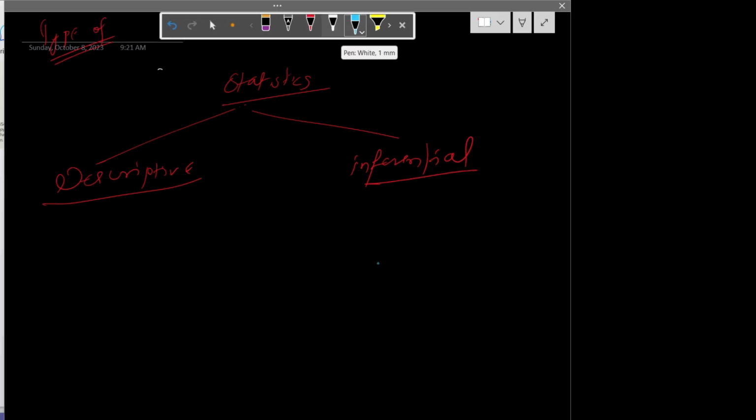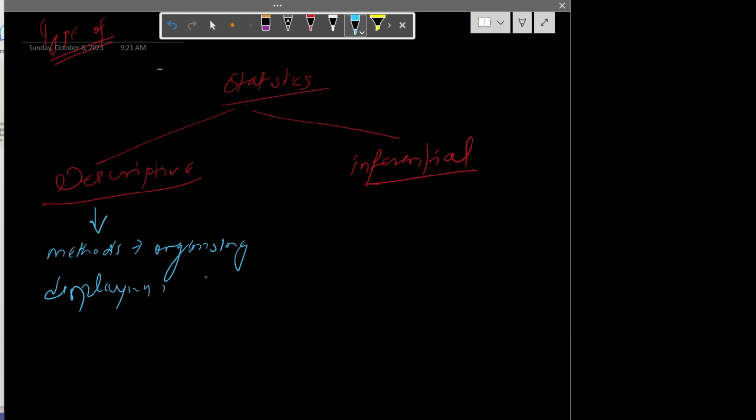Let's begin here. The first one is descriptive analysis. Talking about the definition, descriptive analysis consists of the methods that help in organizing, displaying, and describing various data by using tables, graphs, and summary measures, which we call means, medians, etc. This is all about the definition.